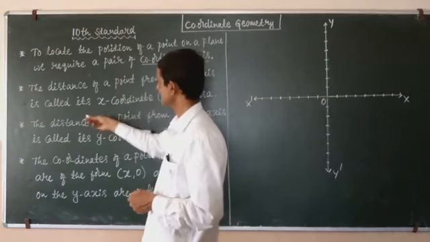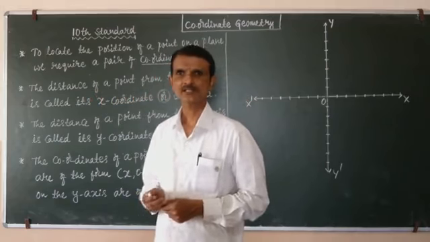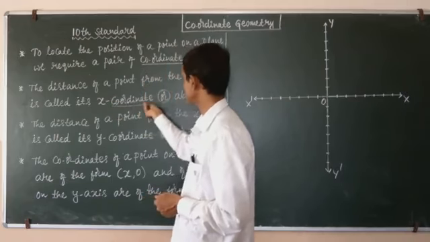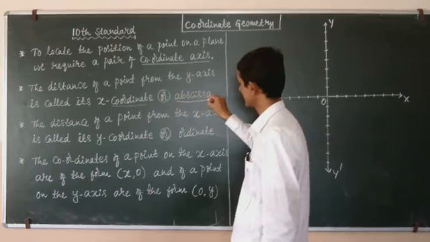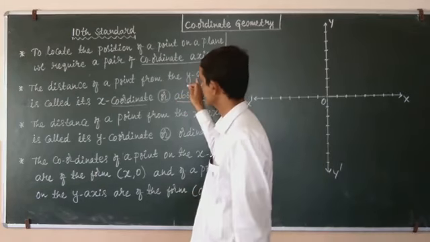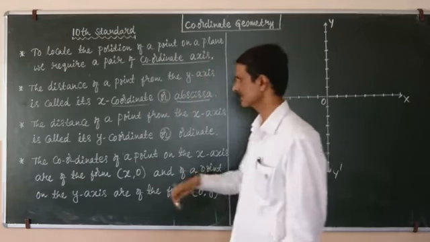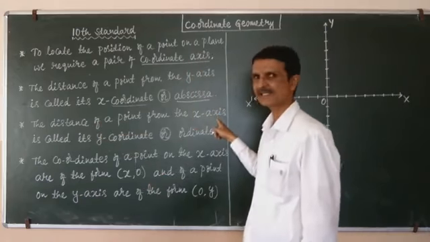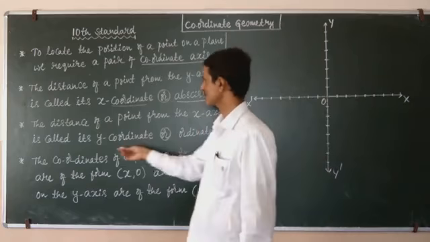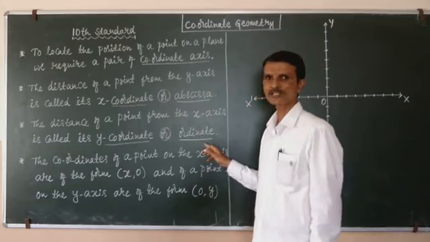In that coordinate axis, the distance of a point from the y-axis is called its x-coordinate, or abscissa. Similarly, the distance of a point from the x-axis is called the y-coordinate, or ordinate.